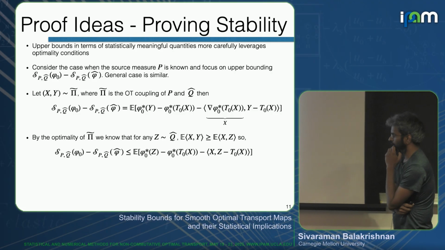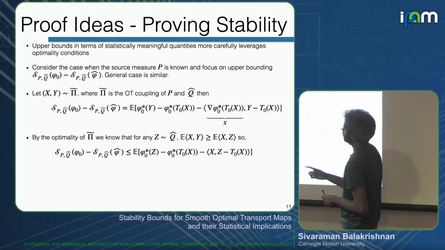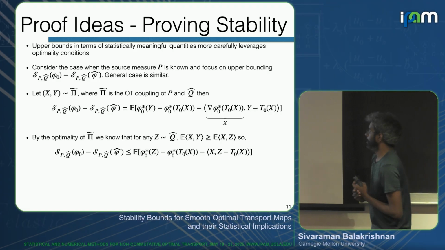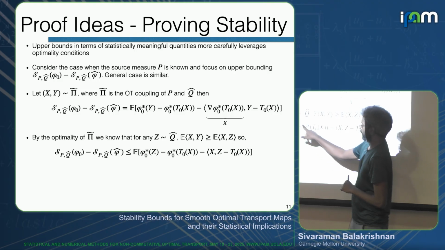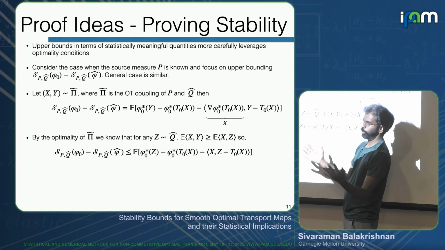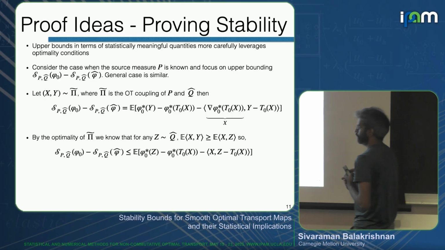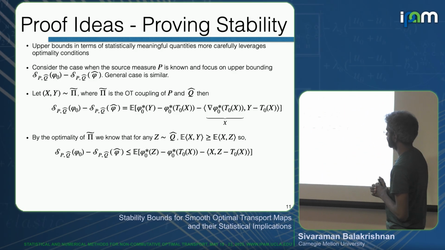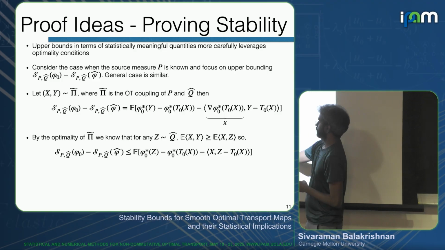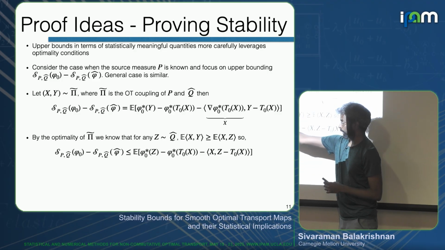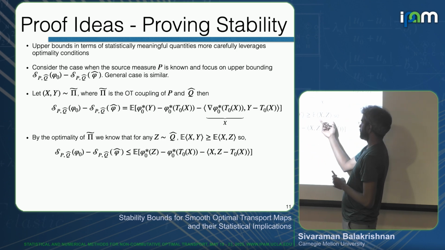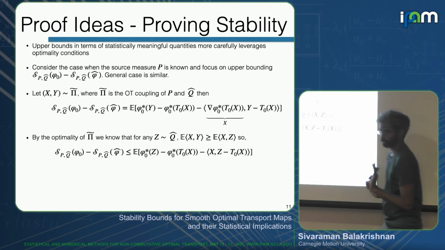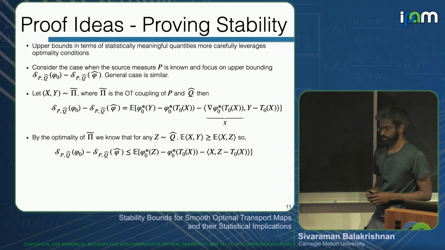The neat fact is just that the OT coupling is optimal. What does it mean to be an optimal coupling between a pair of distributions? It just means that the OT coupling sort of maximizes correlations. If I take any other z which has the correct marginal distribution Q hat, the expected value of x dot y, where x and y are coupled by the OT coupling, has to be bigger than the expected value of x dot z, where z is any other thing with the same marginal distribution as y. So the OT coupling maximizes correlation.